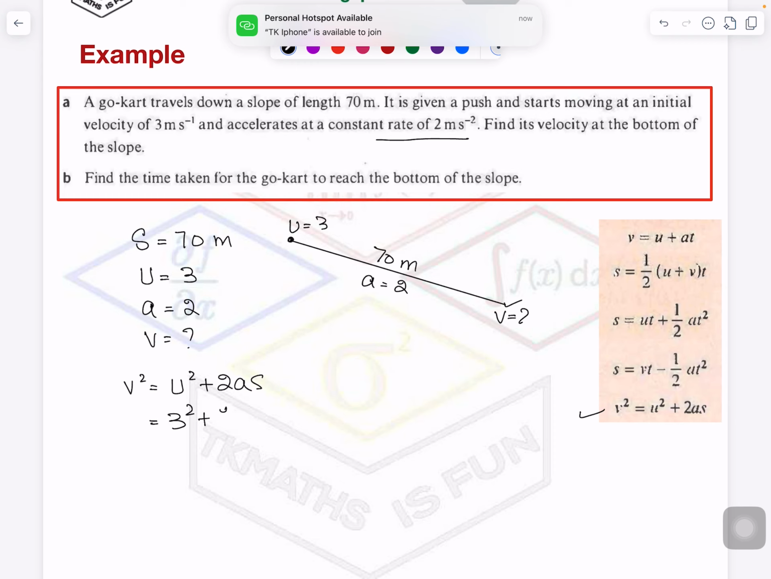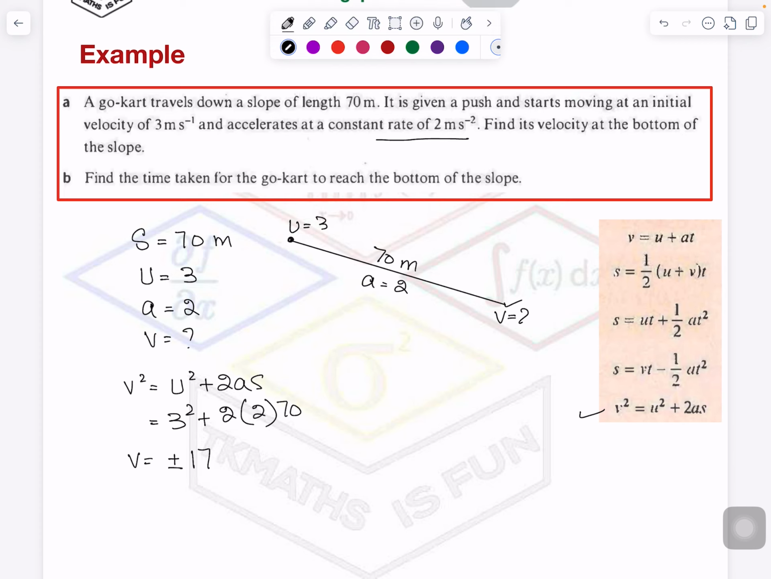So let me also use the calculator. So v is equal to, just a minute. Okay, so I got here plus or minus 17 because it was a square. So it is understood that velocity will be positive. It has to be greater than 3 as it is coming down and it is speeding up, because otherwise velocity can be negative also. But in this case, the velocity is 17 meters per second.